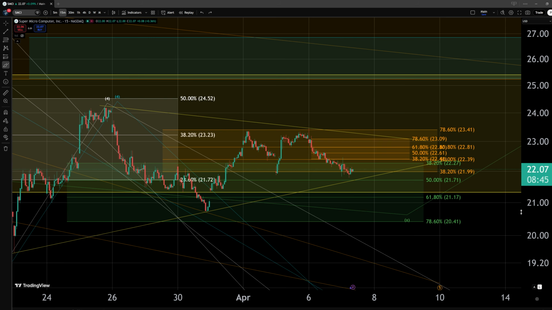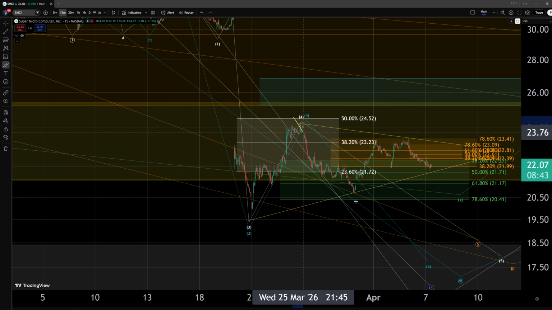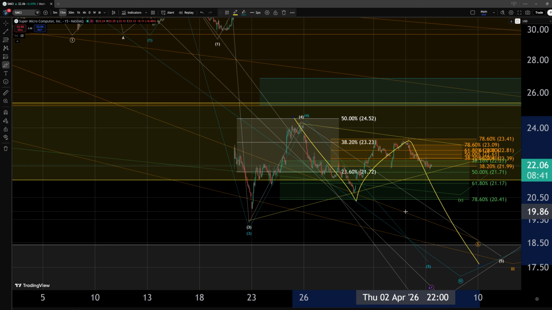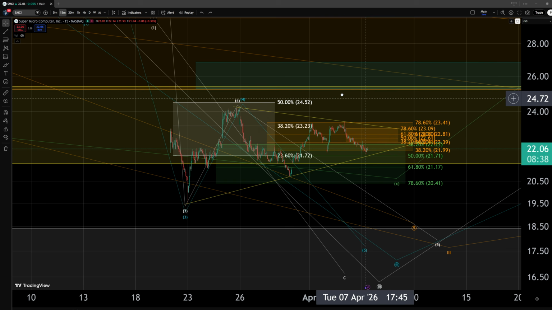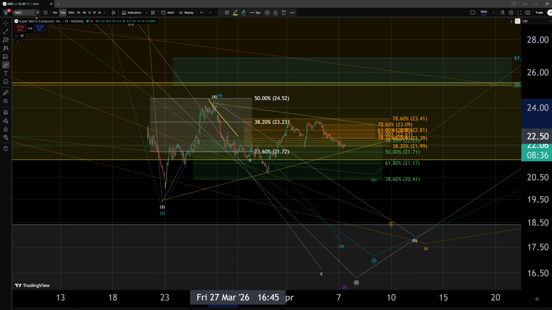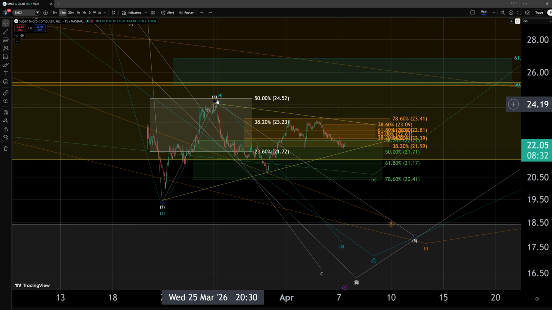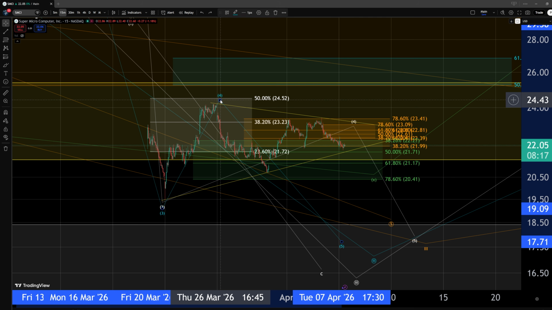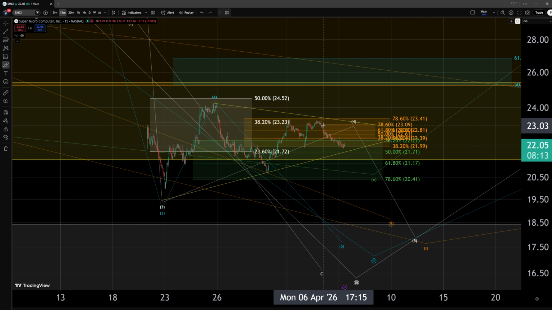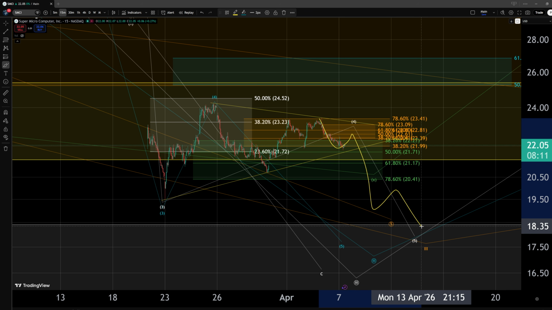Within the blue structure, we have a quite clear A, B, C pattern we would be expecting. Within the white structure, we have a few options. We could be tracking a larger impulse. We could be tracking a triangle within this wave 4, where unfortunately it could end up looking quite similar to this blue structure. But in the case of the blue structure, we would expect this to be a 5-wave move to the downside.